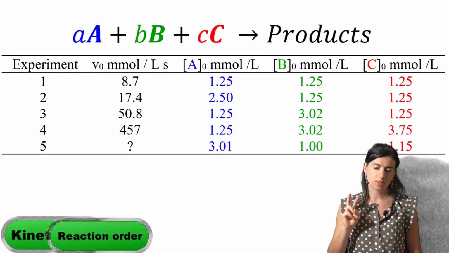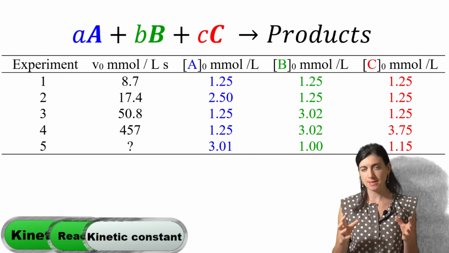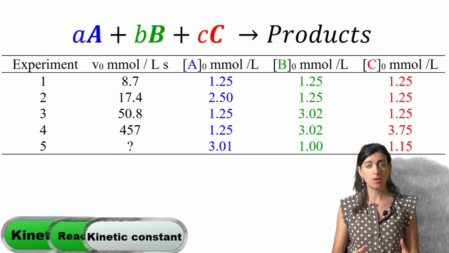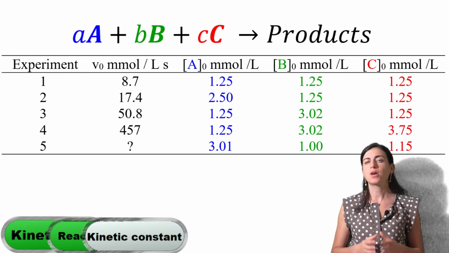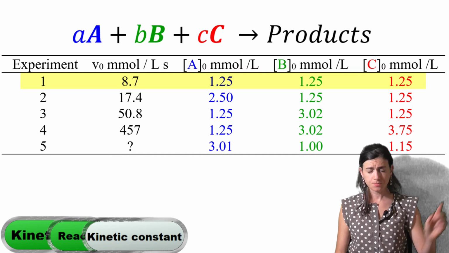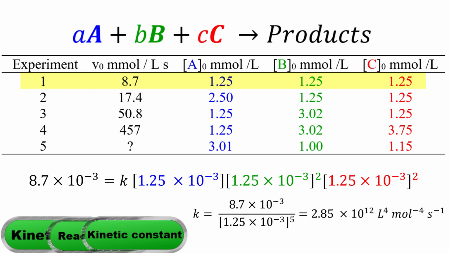Now let's move to the calculation of the kinetic constant, which is our third question. To do that, it's actually very simple. Just take some data from our table, put this data in our kinetic law, and calculate the kinetic constant. For example, let's take the data for experiment 1. So let's write the kinetic law with these numbers. And now, as you can see, we can easily calculate the value of k because it's the only unknown quantity we have there. So k will be given by this equation with this result.